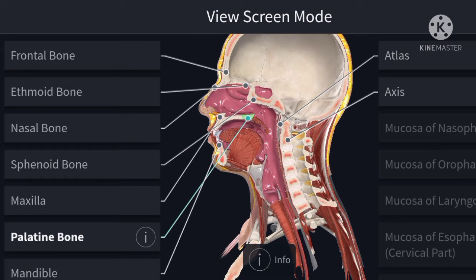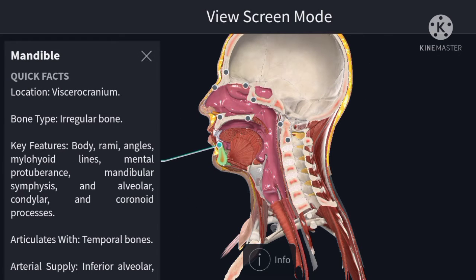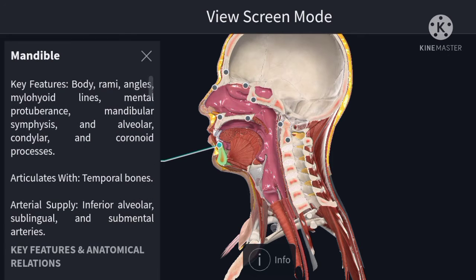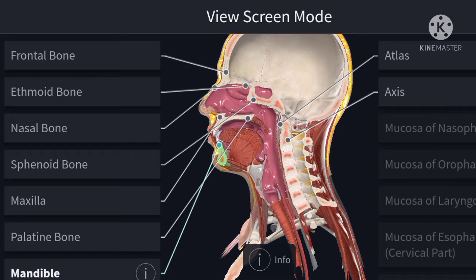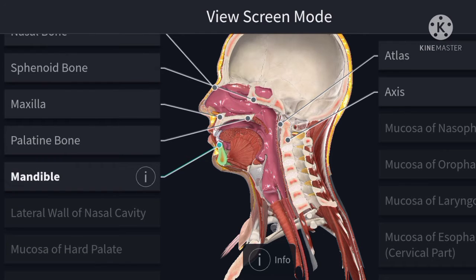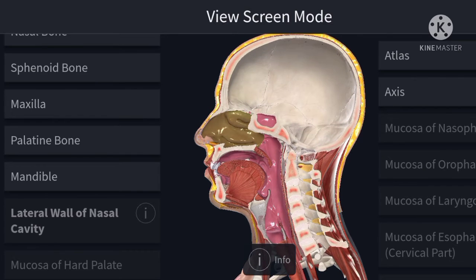Now we will see the mandible. The mandible is a type of irregular bone located in the viscerocranium and supplied by the inferior alveolar, sublingual and submental arteries. Now we will see the lateral wall of nasal cavity.